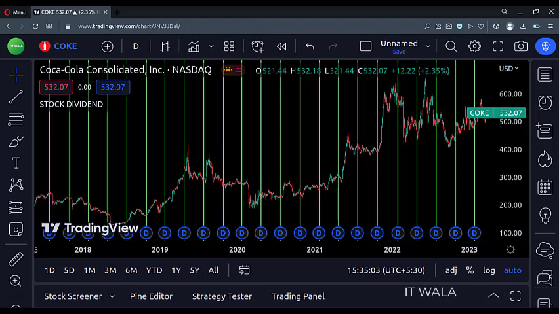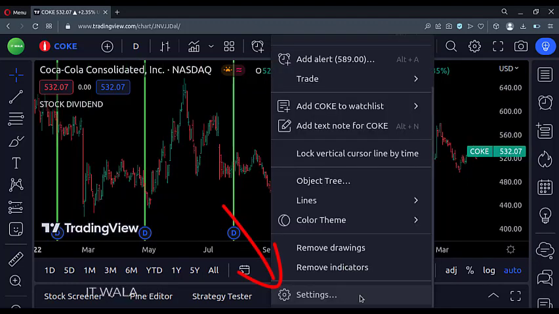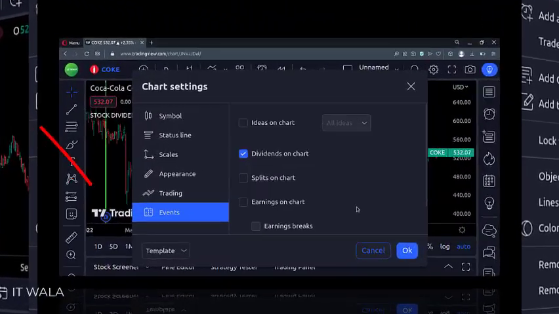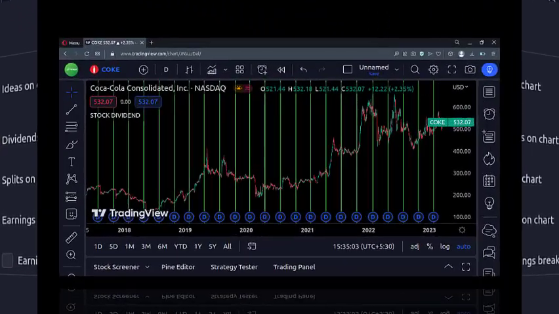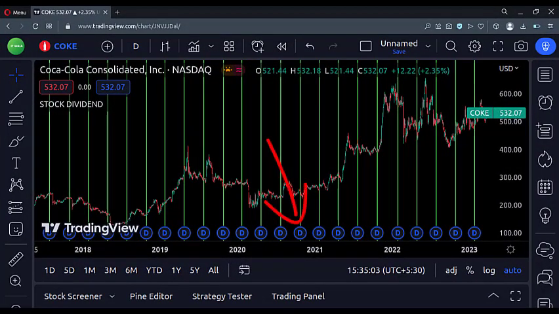One more thing. If you want to know how I got these circular blue D marks on the chart, then right-click on the chart and click Settings. Then go to the Events option. And select the Dividends on the chart option. Now you can see such dividend marks on your chart also.